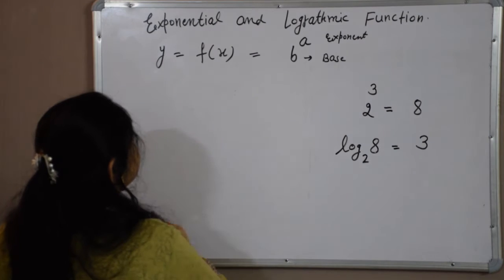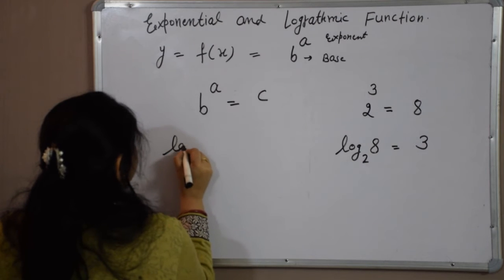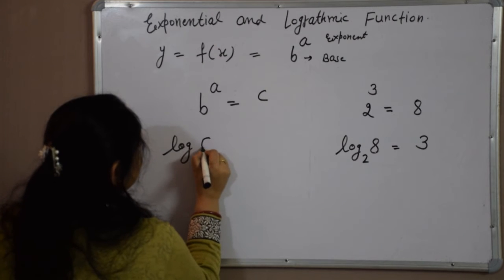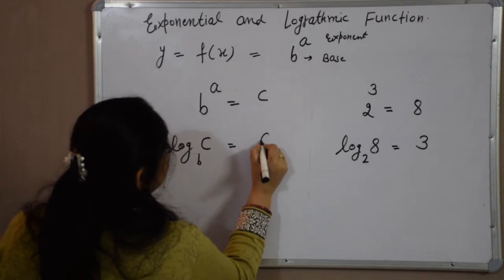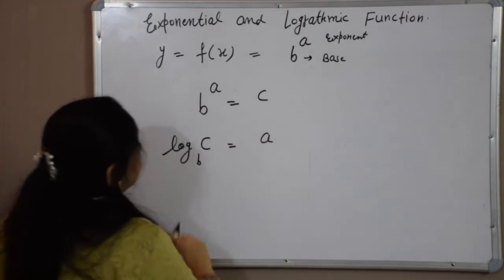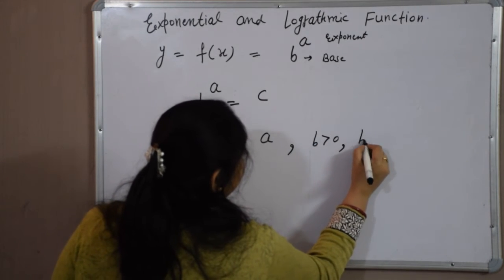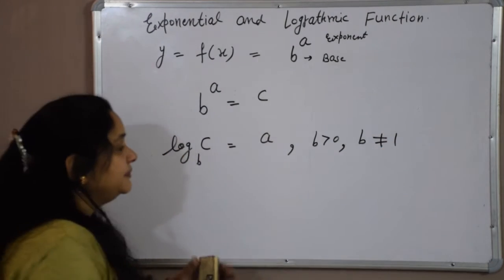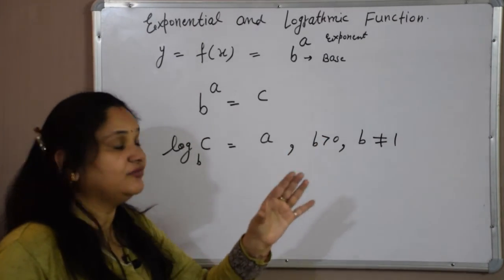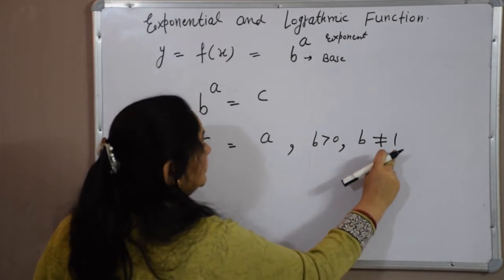But there are certain conditions also. If I have b raised to power a is equal to c, and I have to write it in terms of log, log of c to the base b is equal to a. So what is the condition with this? The condition is that base b should be greater than 0 and b is not equal to 1. B is greater than 0, not equal to 1, but it can have values between 0 and 1. It is not restricted to 0 and 1. B is greater than 0, b is not equal to 1.